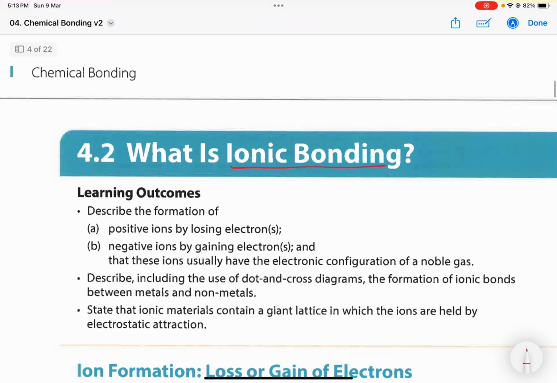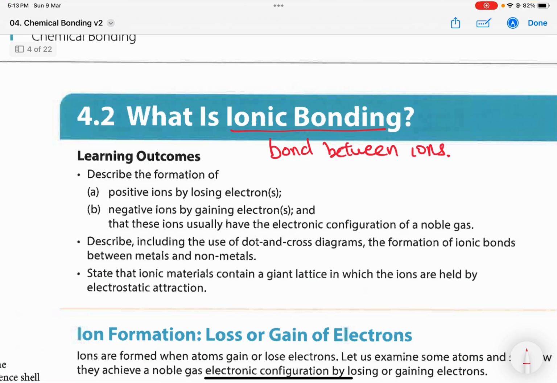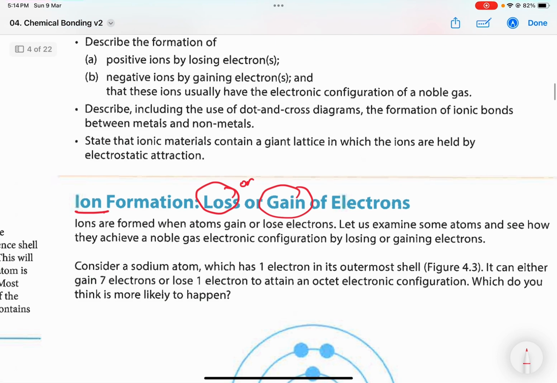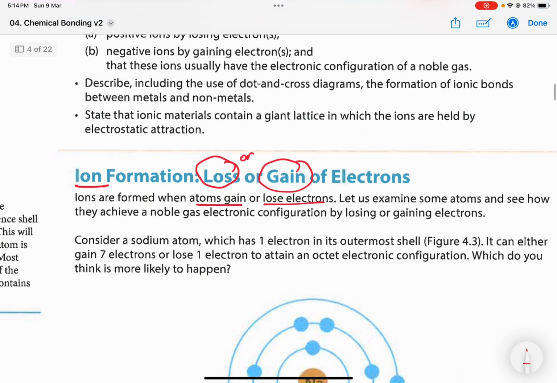Ionic bonding is the bond between ions. Before going into the bond between ions, we also need to ask ourselves, how are ions formed? First thing, ions are formed because atoms either lose or gain electrons. So it's either or. So how do they do so?